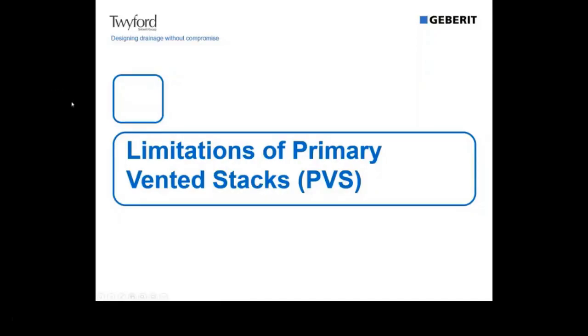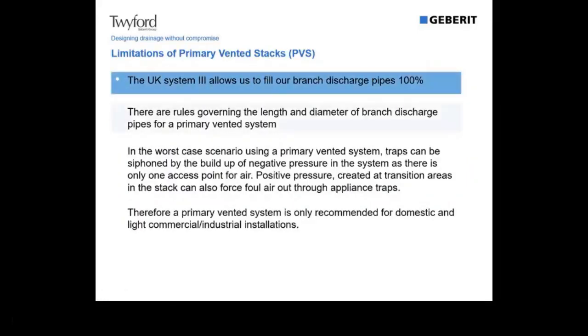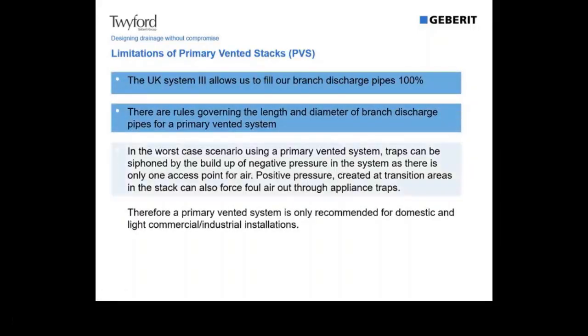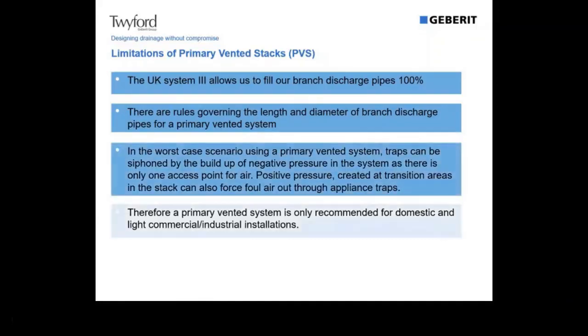So limitations on a primary vented stack. We've looked at the pipes and the sort of drainage systems we use and how we size it and what we do, but what are the limitations of the primary vented stack? First of all, we saw the initial numbers there. With a secondary vent system, we can get a larger litre per second flow rate through it. So the UK system allows us to fill pipes to 100% full. We then have rules governing the length and diameter of the system.